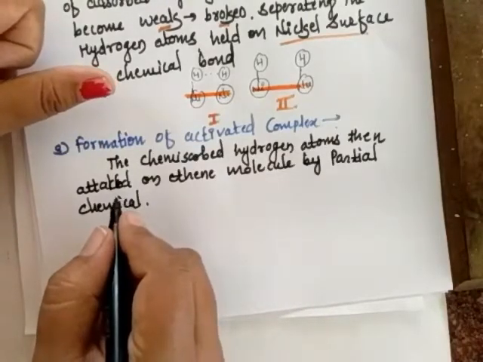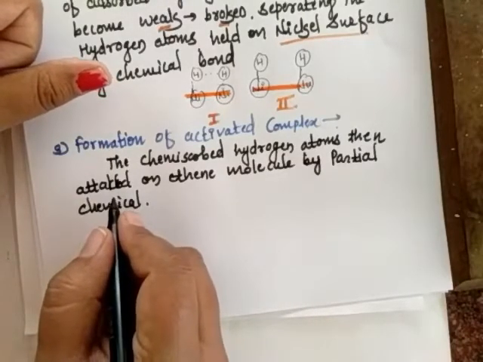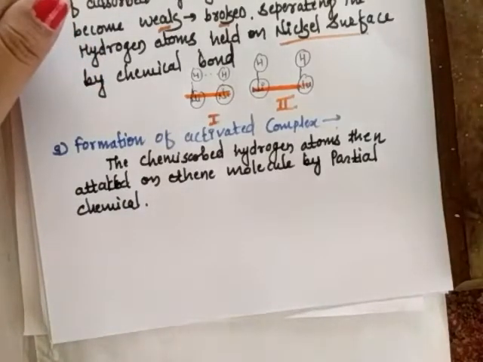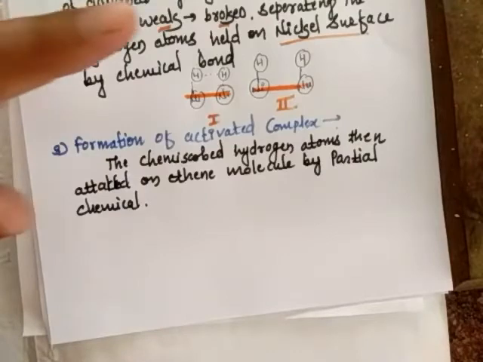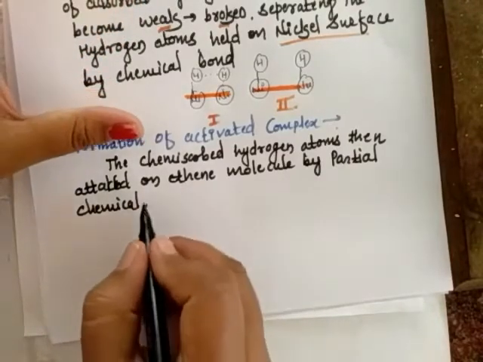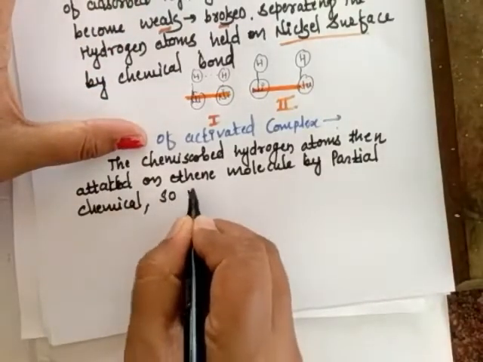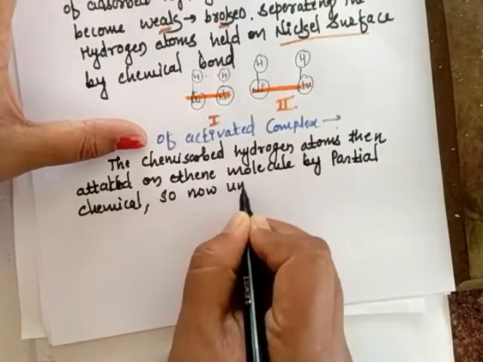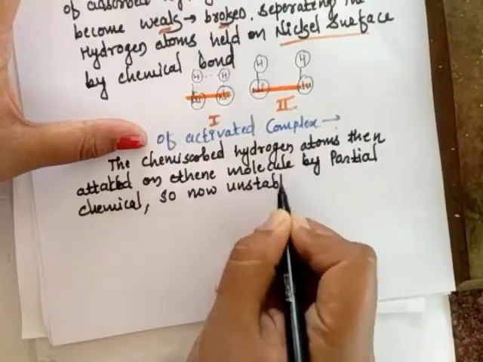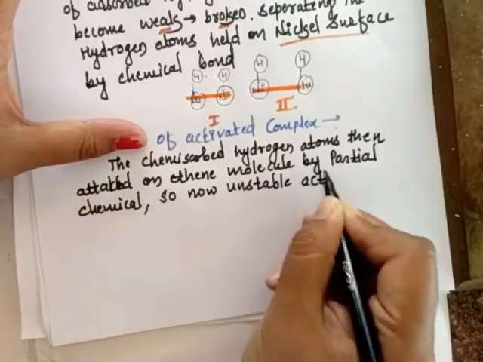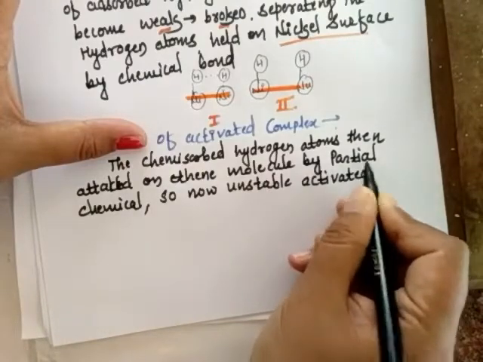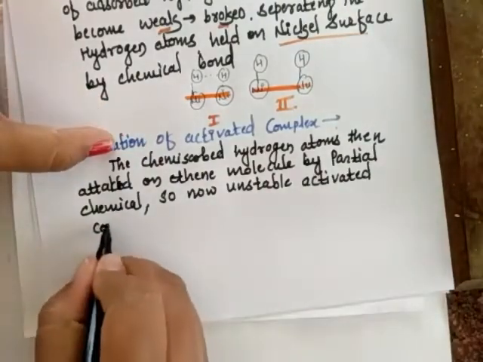Okay, what will happen in the third step? The chemi-adsorbed hydrogen atoms then attack the ethene molecule by partial chemical bond, and the unstable activated complex is formed. So now the unstable activated complexes get formed.